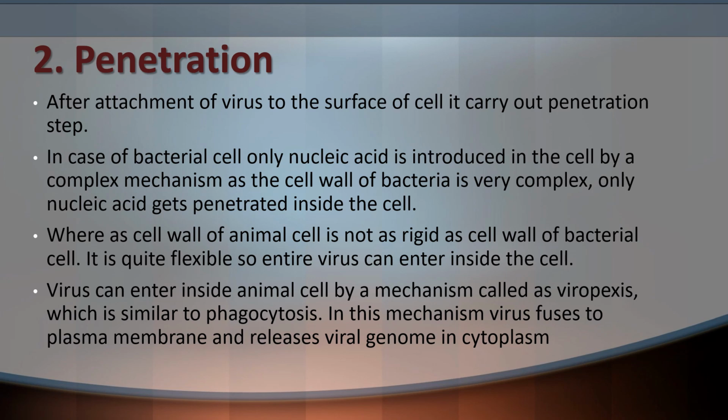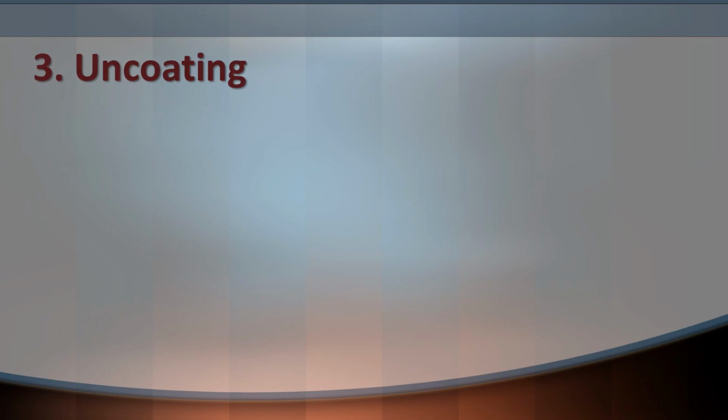Now, in the mechanism of penetration regarding the animal cell, this is carried out by a procedure called viropexis, and this procedure is similar to phagocytosis. Now in this mechanism, the virus cell fuses to the plasma membrane of the animal cell and releases its genome in the cytoplasm. Now this was all about penetration. Third step is uncoating.